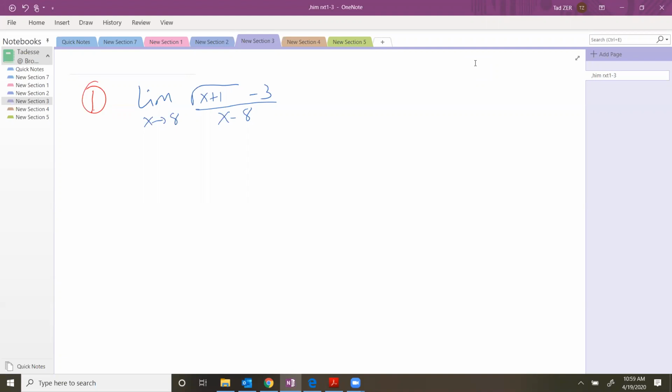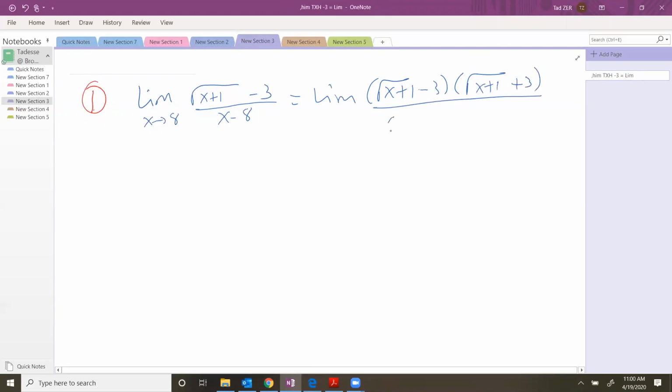As you can see here, if you plug x equal to 8, the denominator will be 0, so it's undefined. Whenever you see this kind of expression, what you need to do is rationalize the numerator in this case. So how do you rationalize it? This is what you need to do. Just multiply the numerator and the denominator by the conjugate. So the conjugate means multiply by radical of x plus 1 plus 3 divided by radical of x plus 1 plus 3.